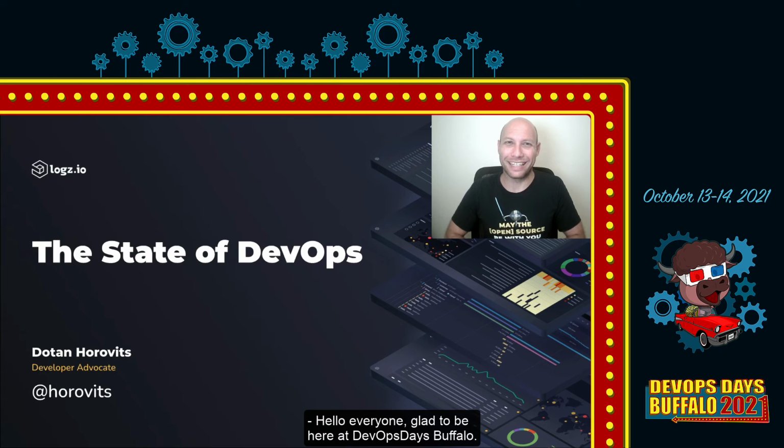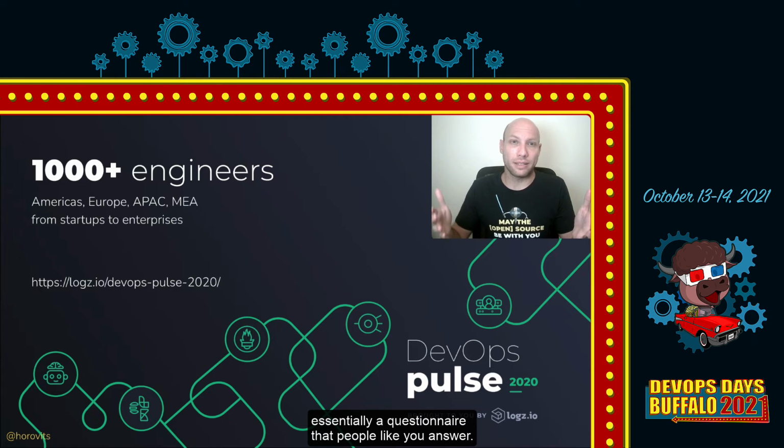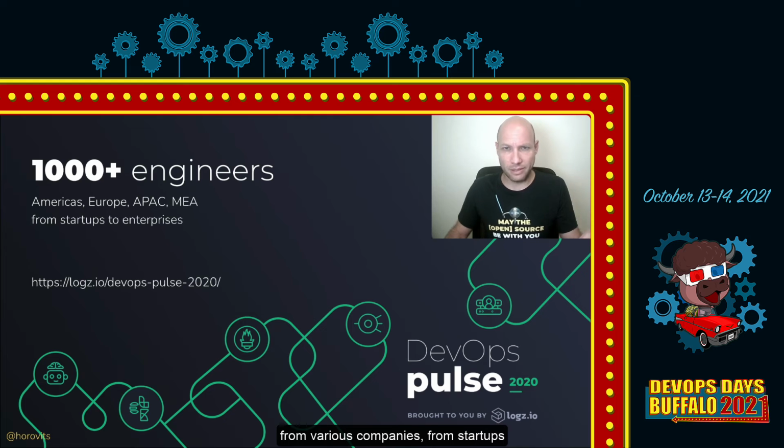Hello everyone, glad to be here at DevOps Days Buffalo. And today I'd like to talk to you about the state of DevOps. I'm going to use data from DevOps Pulse. This is a yearly survey we run, essentially a questionnaire that people like you answer. Over 1,000 people answered the last survey from various companies, from startups all the way to enterprises, from different countries, different industries. The survey covers many areas.